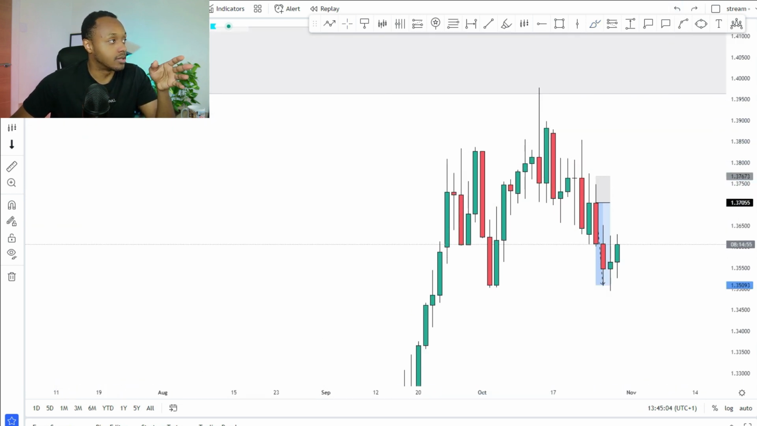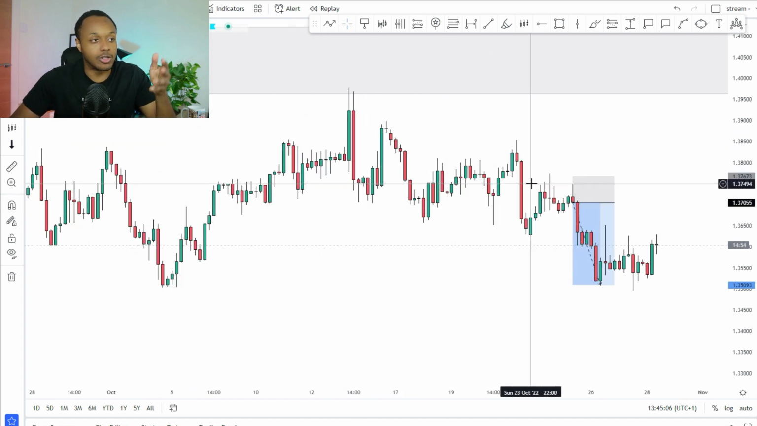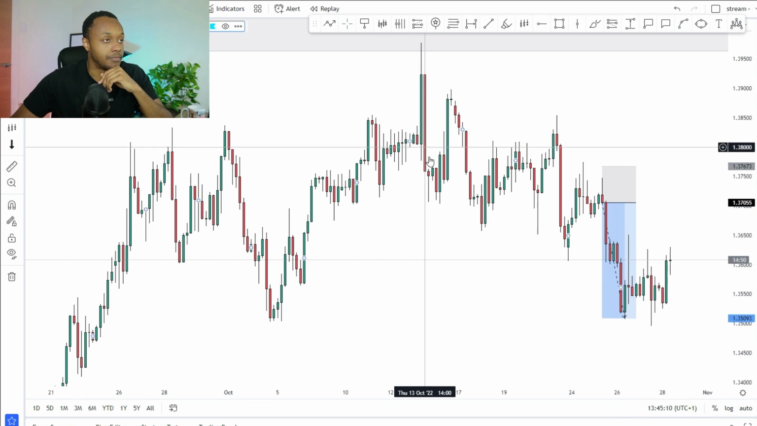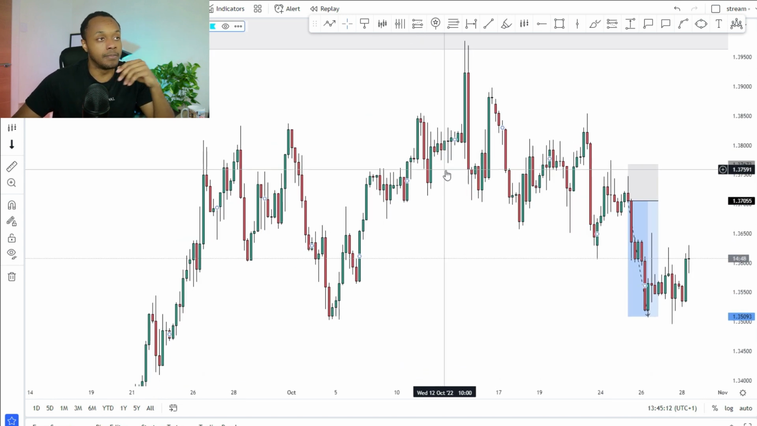Now onto the 4H time frame, which is really where I'm looking for structure and looking for my entries to get involved with the trade. So there are two types of structure. You've got the major structure, which is the bigger picture, and then you've got the minor structure, which is more looking at the candlesticks and how they're moving with regard to each other.